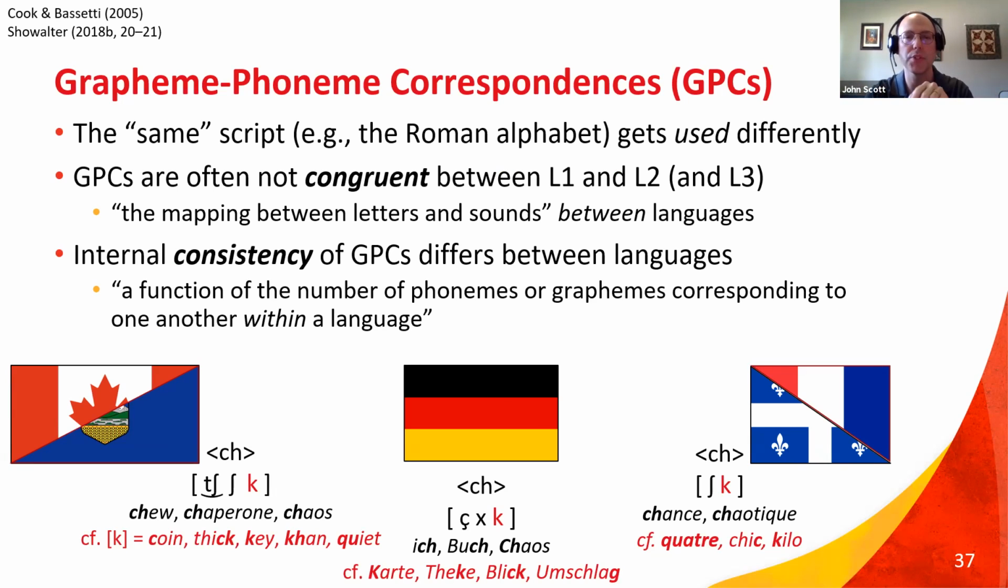So if you look at the examples at the bottom and you focus on the black, you'll see that this is how we can take the same letters that will encode a variety of sounds across languages. If you focus on the red, you'll see that we can take the same sound and encode it through a bunch of different letters within each language. And these are examples of these notions of congruence and consistency.